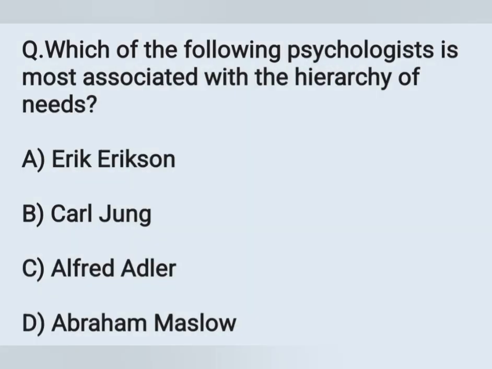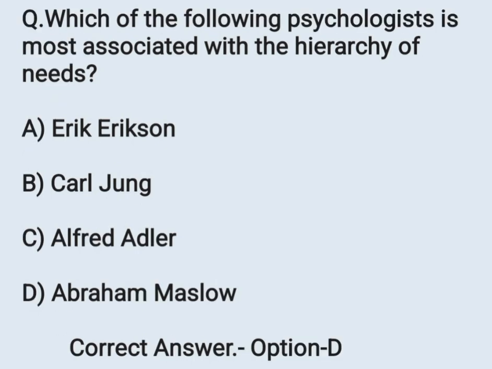And the next question is, which of the following psychologists is most associated with the hierarchy of needs? Options: option A, Erik Erikson; option B, Carl Jung; option C, Alfred Adler; option D, Abraham Maslow. Hierarchy of needs is by Maslow's theory of hierarchy. It is Abraham Maslow. Option D is the correct answer.